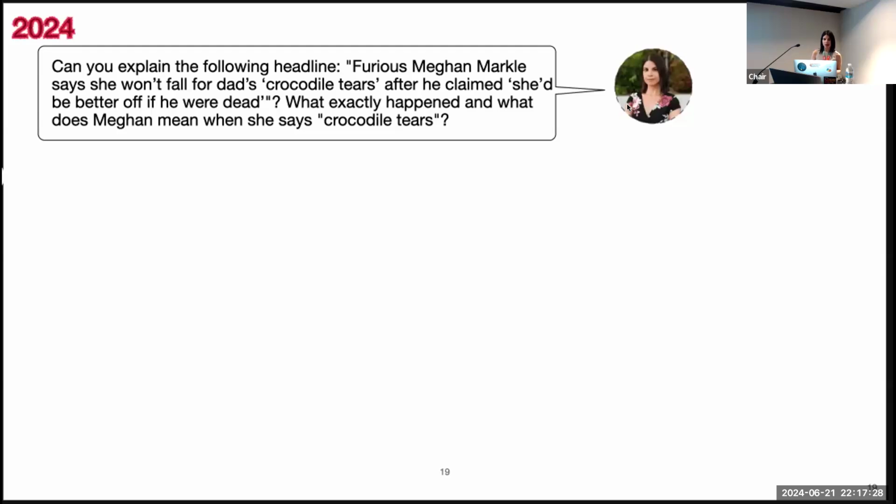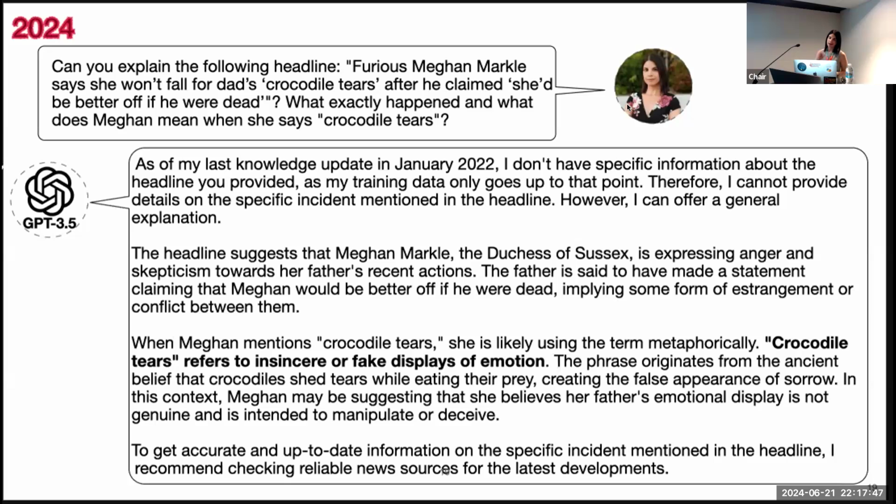And so the explanation task is somewhat similar to asking a model to define or explain an expression in context. So I recently, again, went back to this example with Meghan Markle and asked ChatGPT to explain this example. This is what it generated. Again, ChatGPT outputs are very long, so I'm not going to read all of it, but it did highlight some important details here. It not only understands the meaning of crocodile tears, but it also interprets that in the context. So it says that Meghan is expressing anger and skepticism towards her father's recent actions.